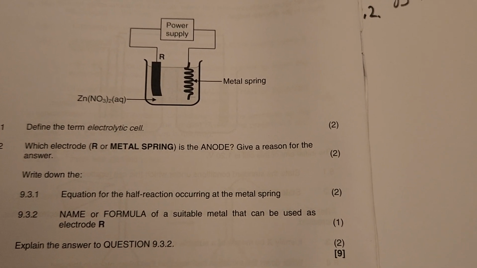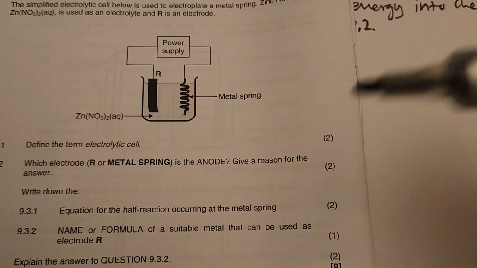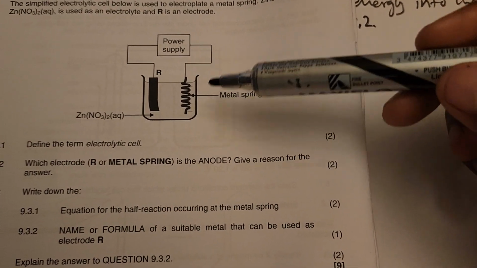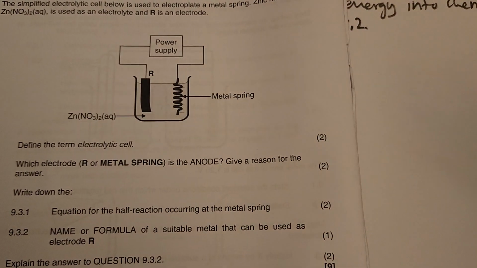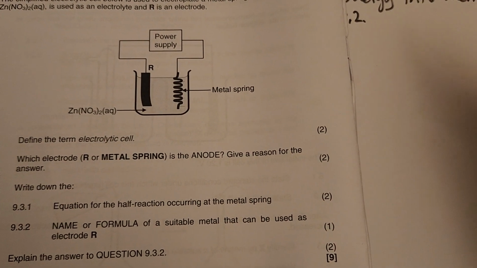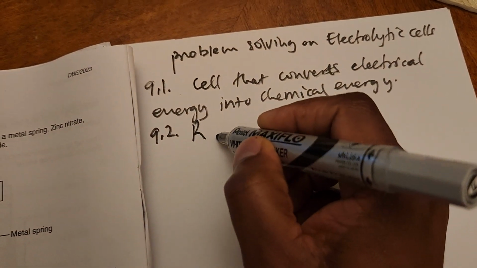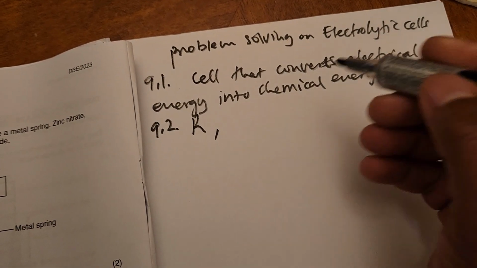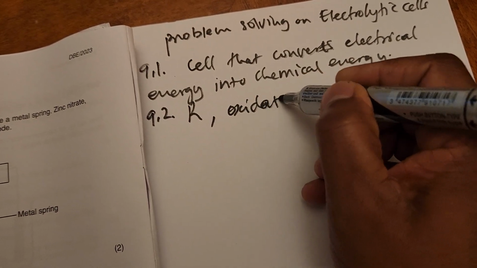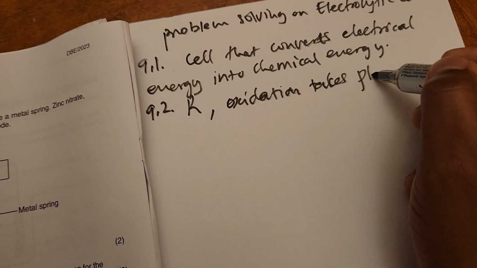We go to the second question, that is 9.2. Which electrode, R or metal spring, is the anode? Remember, we know the metal spring is where we are going to be layering that spring with the silver, and therefore R must be the anode, because where there's a layering, there will be an increase in mass, it's the cathode. Therefore, according to our knowledge, it will be R. And now they say give reason for your answer. We know anode is where oxidation takes place. Just tell the examiner that oxidation takes place. You'll get full marks there.